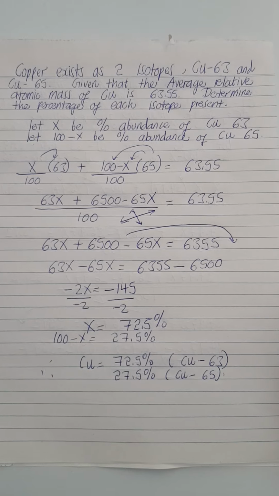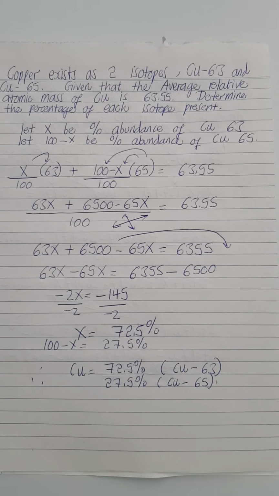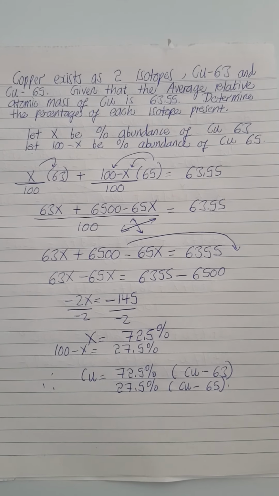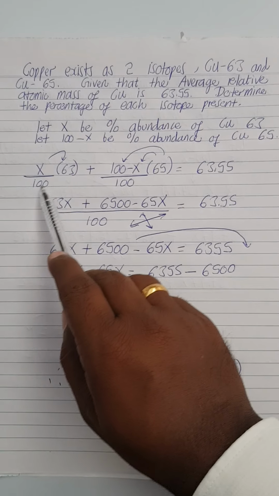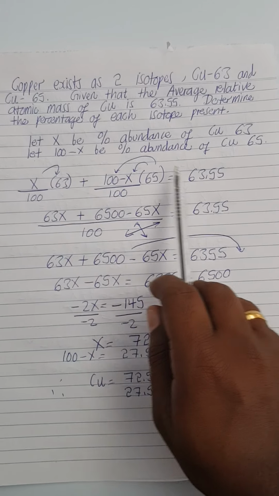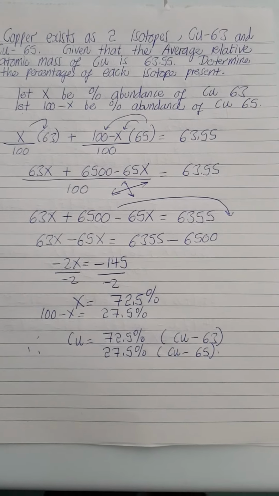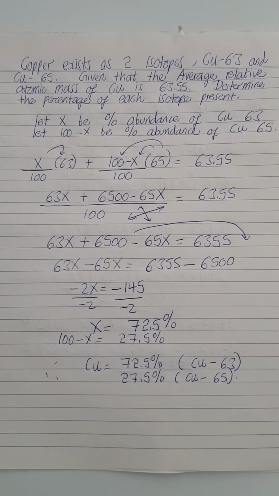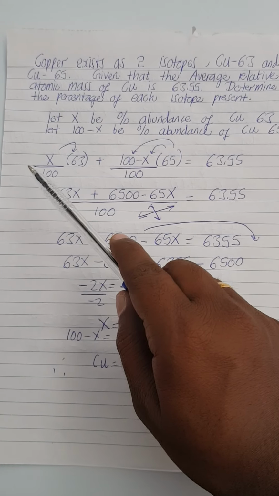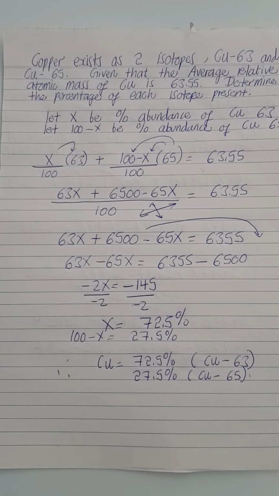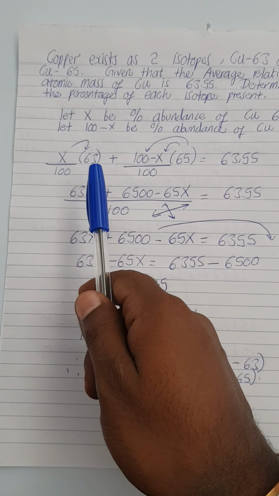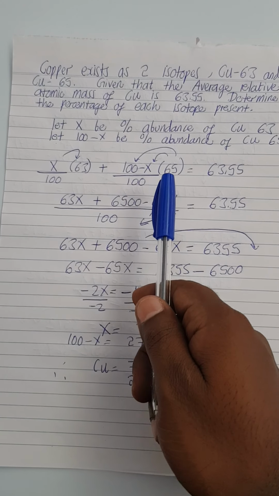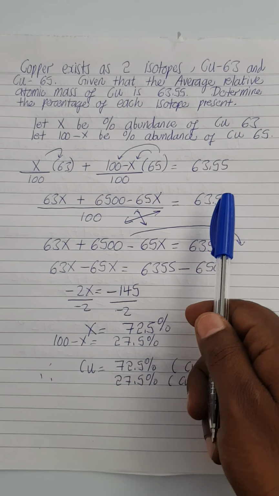I like to use X next to the smallest number, or the first one, which is copper-63, and all percentages add up to 100. So if one is X, then the other one would be 100 minus X, which is the percentage abundance of copper-65. The next thing we need to do is use the same equation that we used to find the relative atomic mass. So that's X over 100, because all percentages have to be over 100, times 63, plus (100 minus X) over 100 times 65, is equal to 63.55.